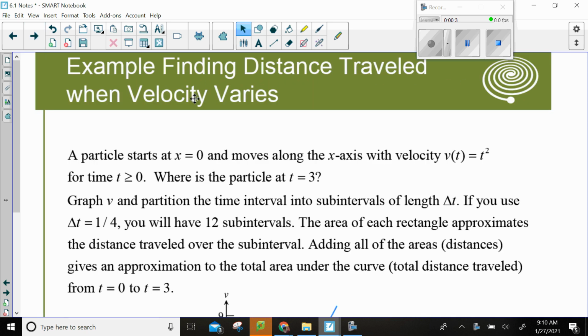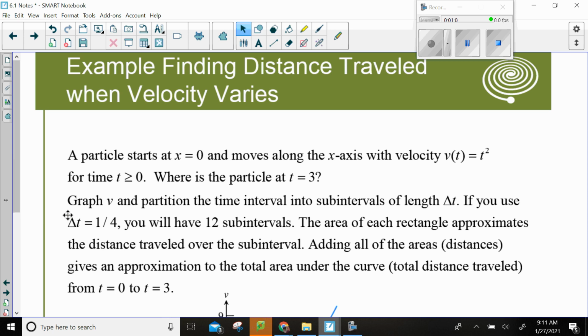Example, finding distance traveled when velocity varies. So I'm just going to run through this because they have this whole thing completed, and then we will do one. So a particle starts at x equals 0, moves along the x-axis with a velocity v of t equals t squared for time t greater than or equal to 1. Where is the particle at t equals 3? So graph the velocity function and partition the time interval into sub-intervals of length delta t. So some value that splits it evenly.